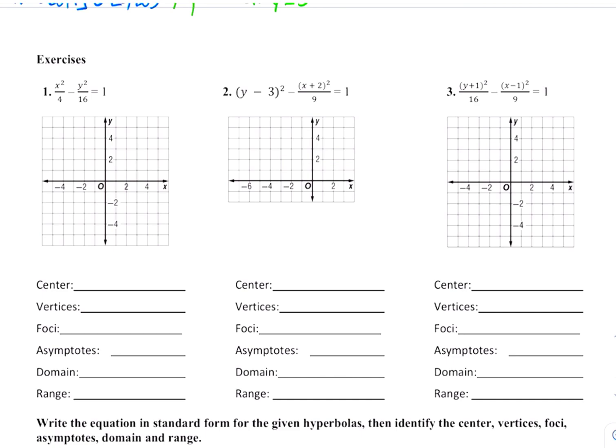So we are just going to practice graphing and finding the different parts of our hyperbolas. So I would like you to go ahead and pause the video and then work through these three problems to see if you can graph and find the information correctly.